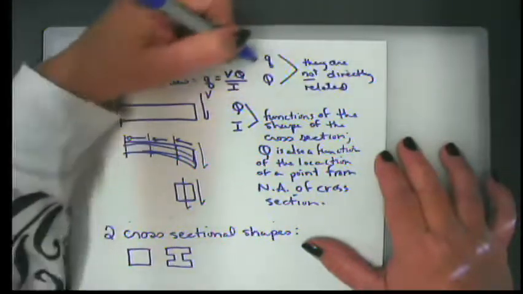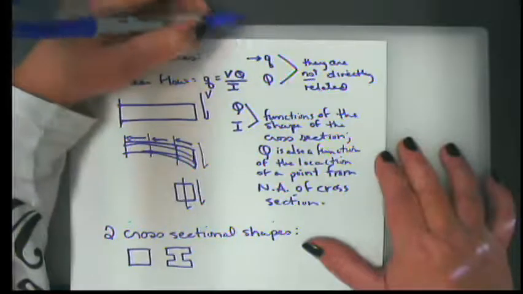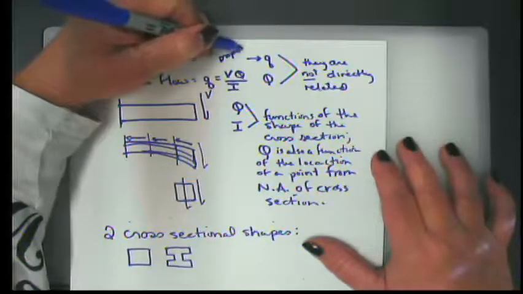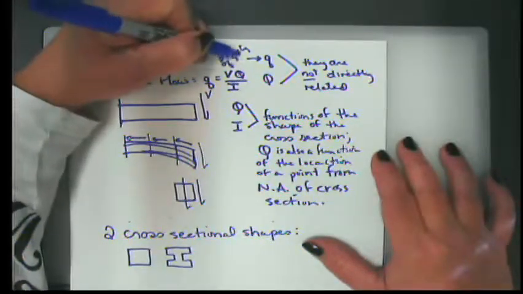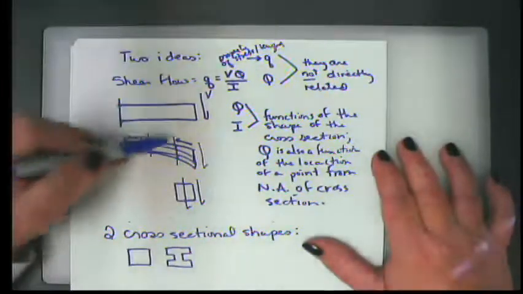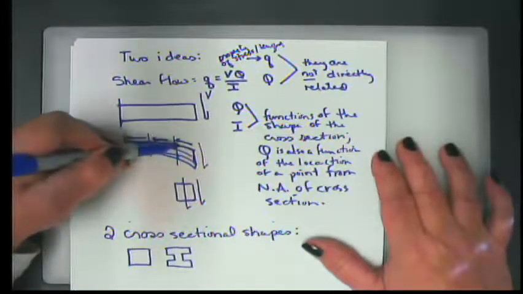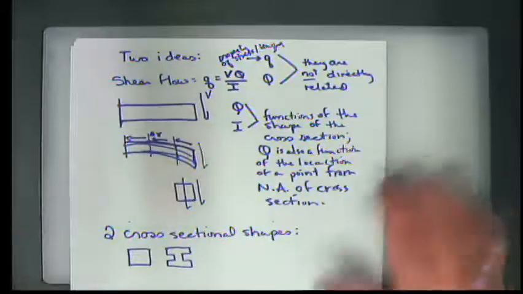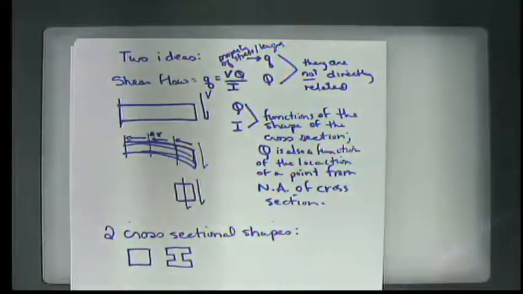Okay? Little q, shear flow, is a property of stress per length. So in other words, we're talking about how stress moves from here to here across some length, which we could just call delta x.